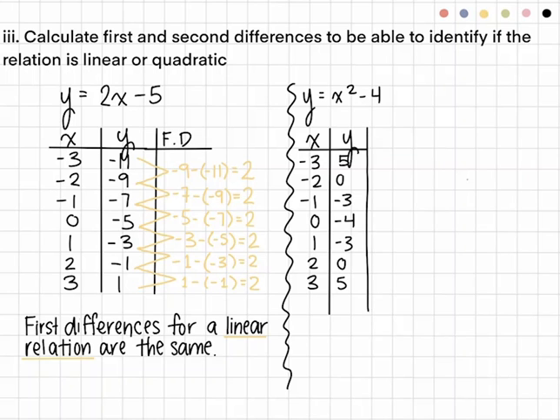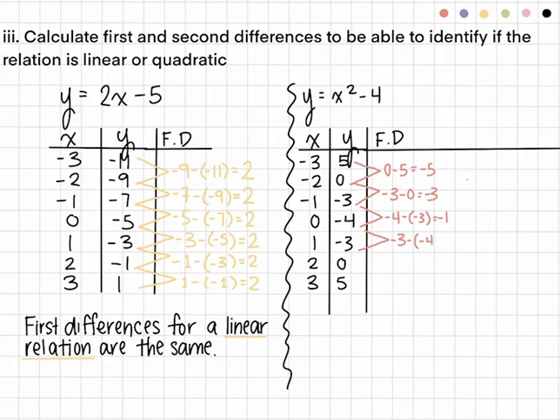Now let's go ahead and do our first differences, just the same way that we did before. I'm just going to draw a line all the way over because we're also going to do second differences. Let's get a different color. Okay, so we've got 0 minus 5 equals negative 5. Negative 3 minus 0 equals negative 3. Negative 4 minus negative 3 equals negative 1. We got negative 3 minus negative 4 equals 1, and so on.